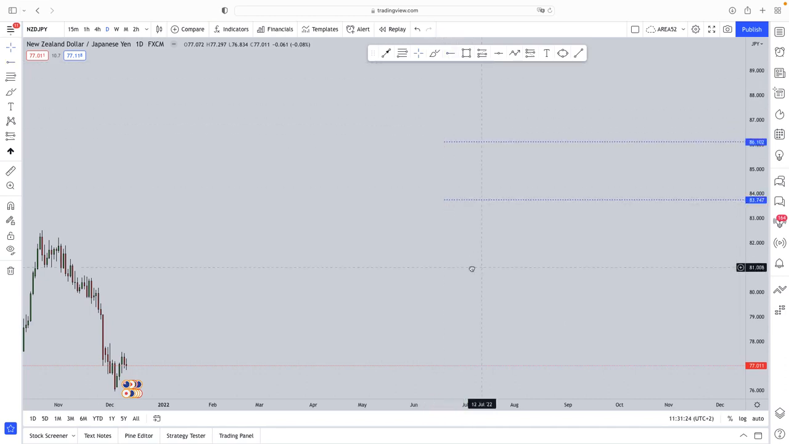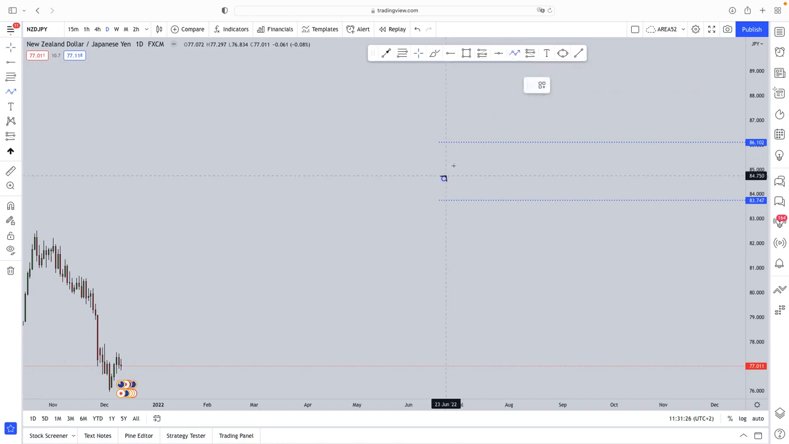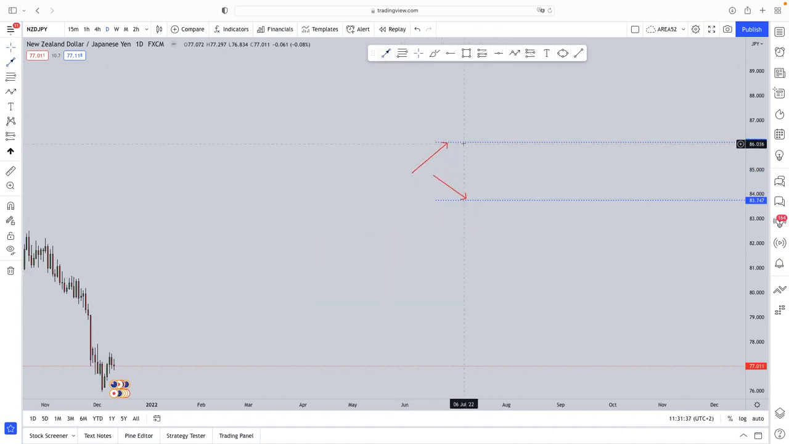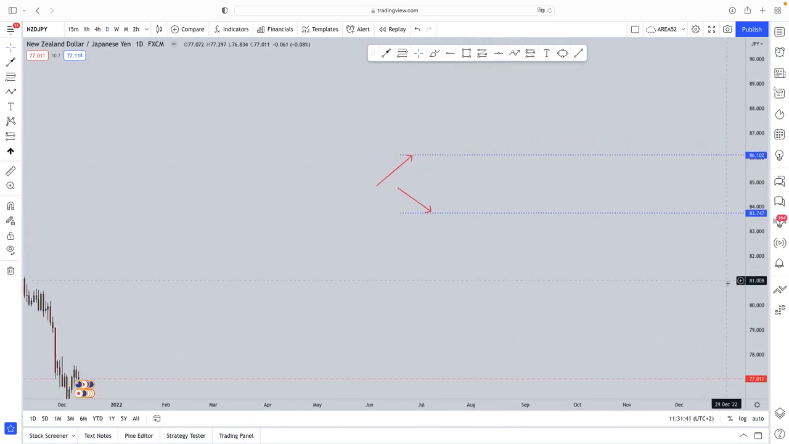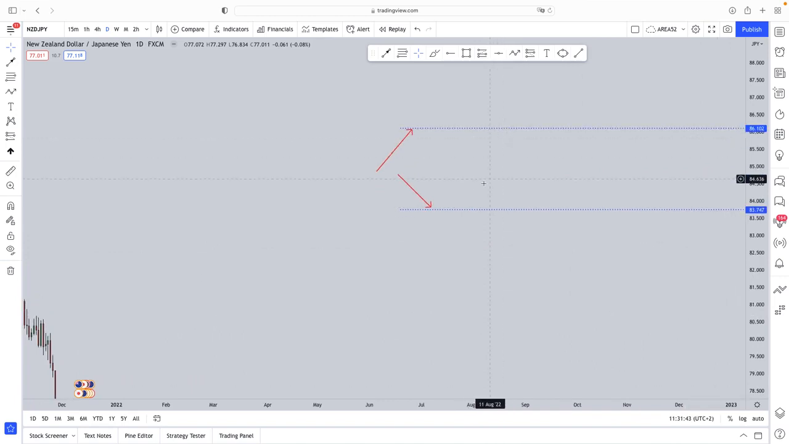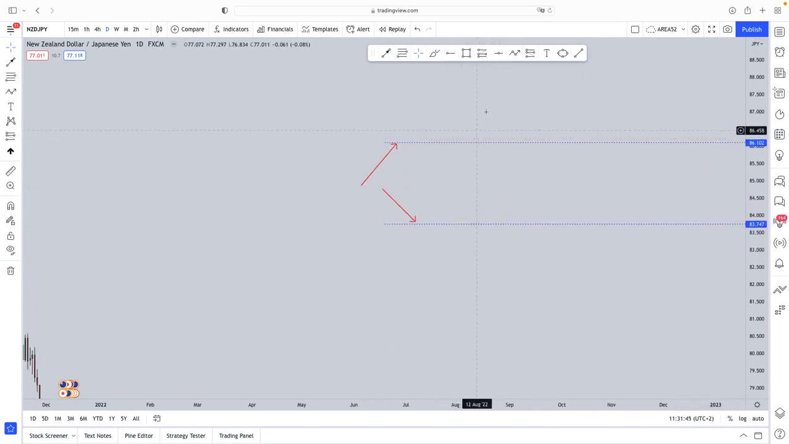So in the market we've got two levels. The first level is called a level of resistance, and then we've got another level called a level of support. Now you can think of this as the ceiling in your house, and you can think of this as the floor in your house. This is the highest point that the market would go, and this is the lowest point that the market would go.